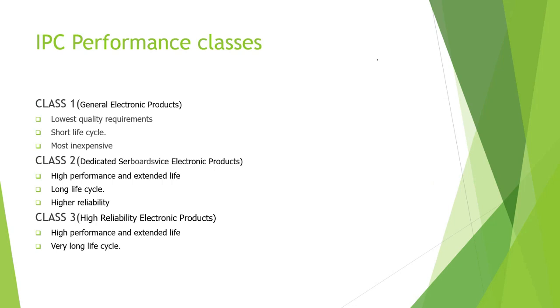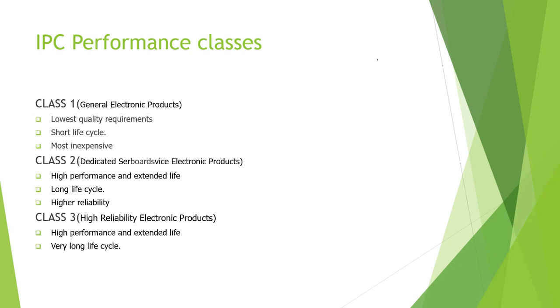Then each and every electronic equipment is considered under IPC classes and IPC performance. IPC is an organization for research and development for printed circuitry, and how to create a reliable board and a better performing board. They research in the institute for printed circuits. That is the organization's name. They defined electronic products into three classes: class 1, class 2, and class 3.